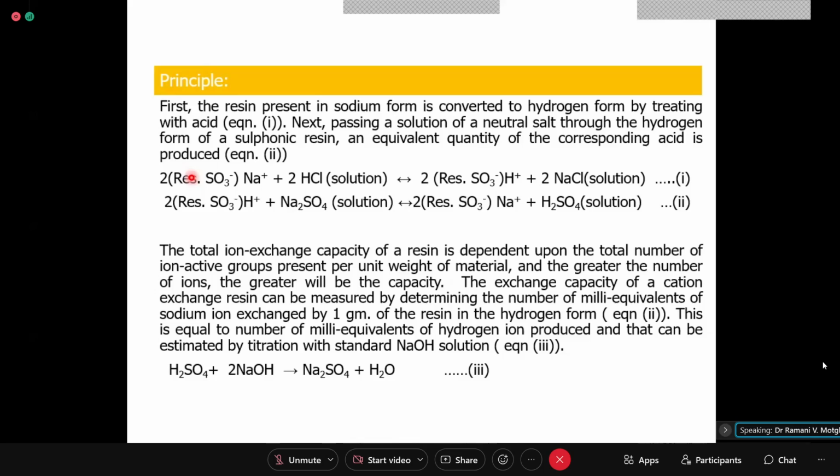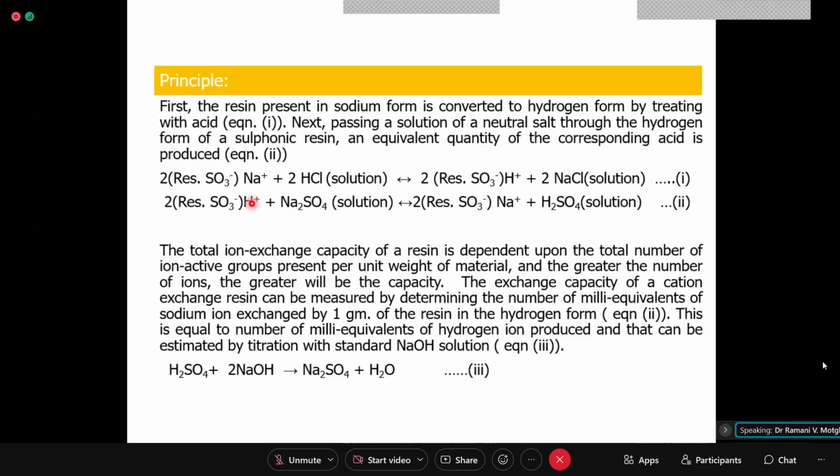Now, initially when it is stored, it is in the sodium form, and when it is kept in HCl for around half an hour, the resin is converted into hydrogen form. Now the resin is ready for use, which is in hydrogen form.